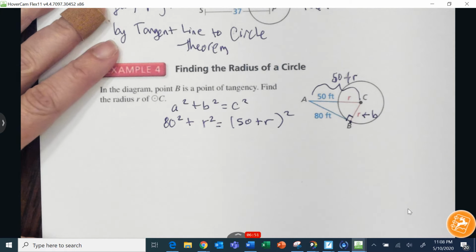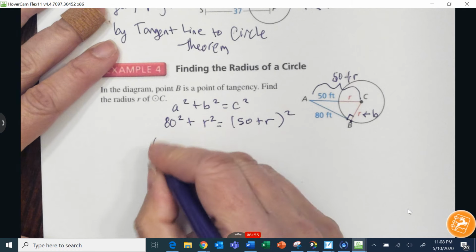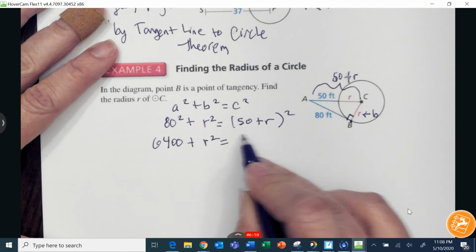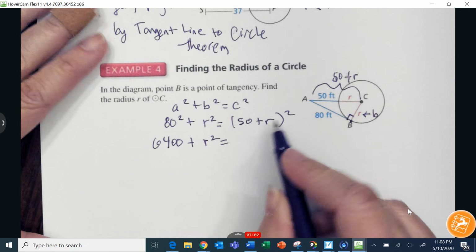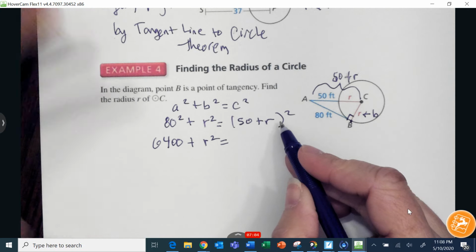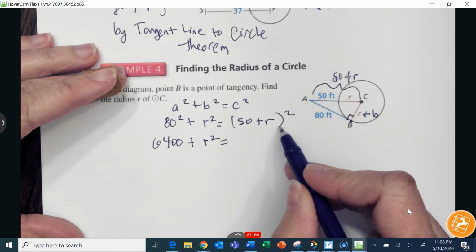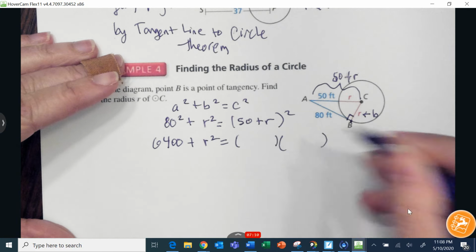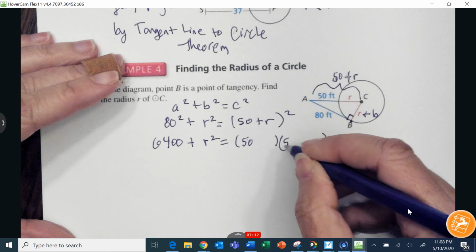So 80 squared is 6,400 plus R squared equals, now for this side, you can't just look at it, well, unless you've had a lot of practice, you can't just look at it and be able to tell the answer. You actually have to write it twice because squared means to multiply it by itself.